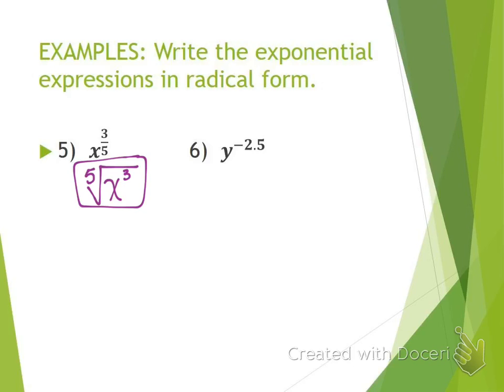On number 6. We've got a decimal, but we're not used to dealing with these decimals. We want it to be written as a fraction. So we need to convert negative 2.5 into a fraction. If you want, you can do this one step at a time. You could change it to a mixed number, and then you could change it into a fraction.